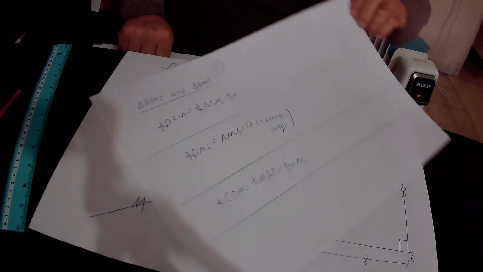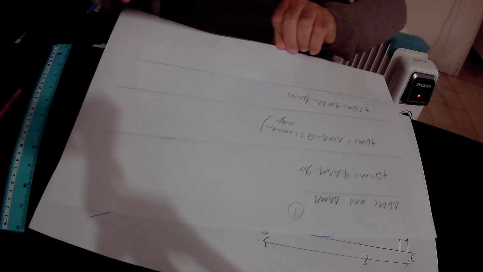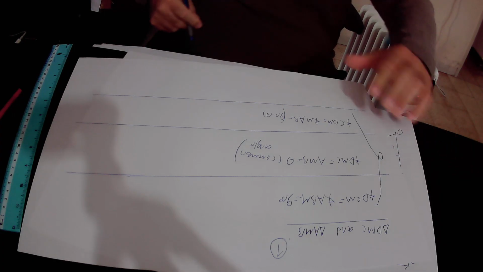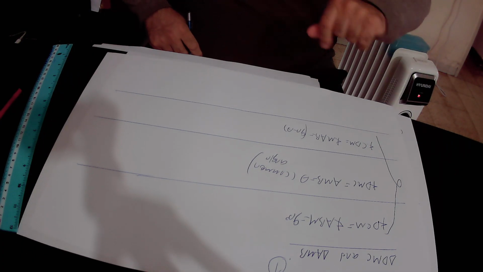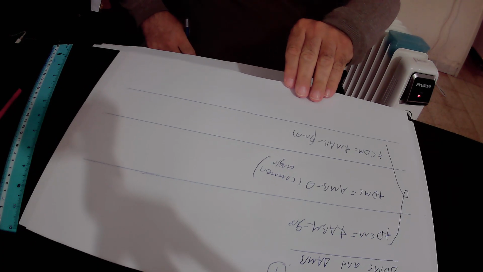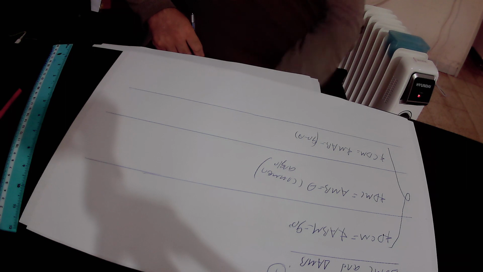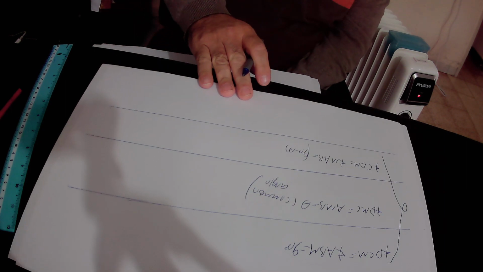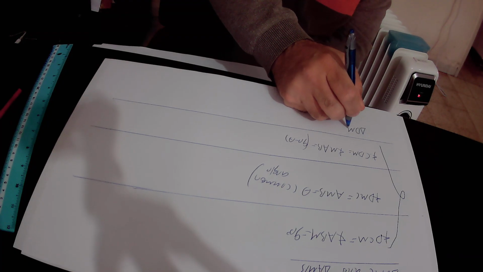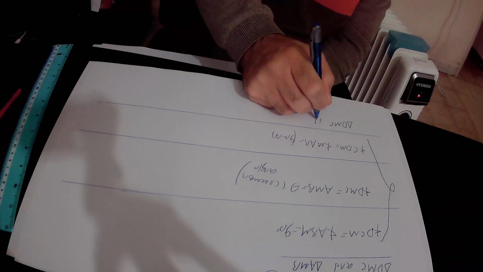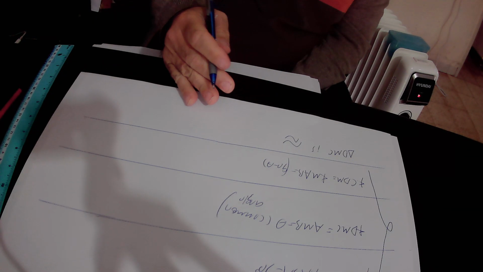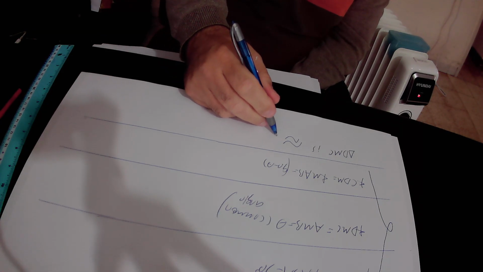So we actually proved that all the angles in the big triangle DMC are correspondingly equal to all the angles in the small triangle AMB. Therefore, we proved that the big triangle DMC is similar, this is the sign of similar, to the small triangle AMB.